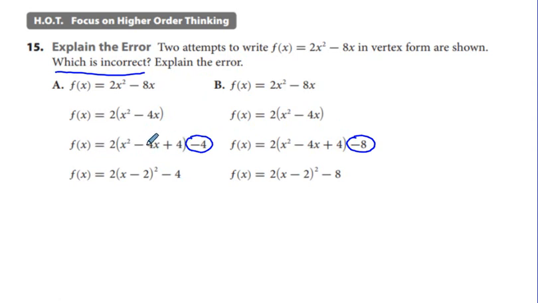Well, in attempt A, what we have is 4 to complete the square, but we also multiplied by 2. So we have actually added 2 times 4 or 8, yet on the outside we're only subtracting 4. So this minus 4 does not offset what was added in completing the square, whereas in attempt B we have subtracted 8, which accounts for adding 8. So which is incorrect? A is incorrect.